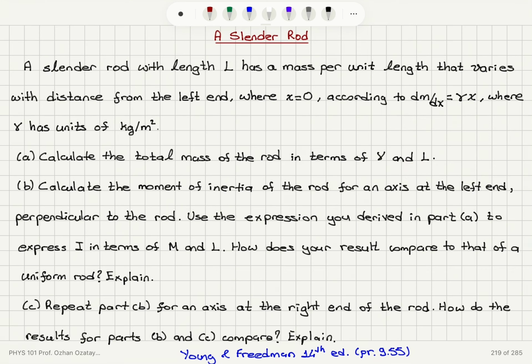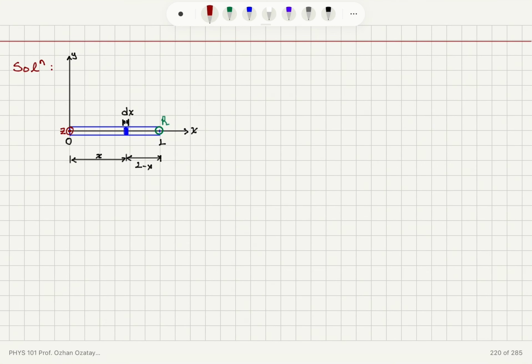So let's start with part A. We have a linear mass density lambda, which is space varying, gamma times x, that's equal to dm/dx. So how can we calculate the total mass of this rod? The total mass will be the integral from x equals 0 to L of dm. If we calculate the mass of a mass element and integrate over all such mass elements from 0 to L, we will be calculating the total mass.